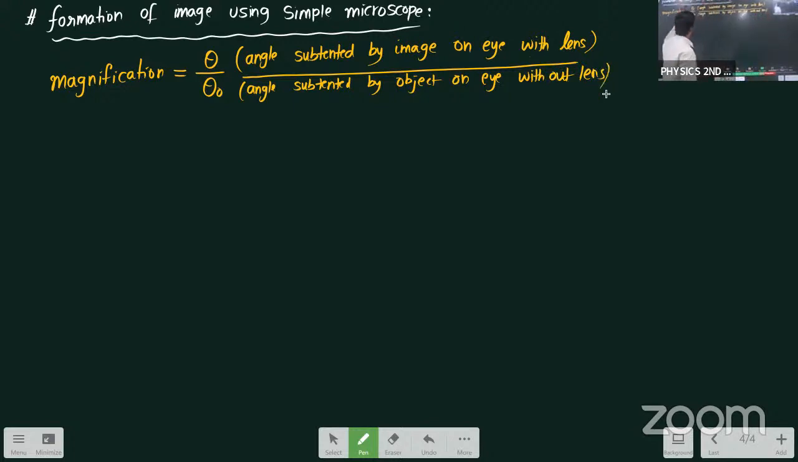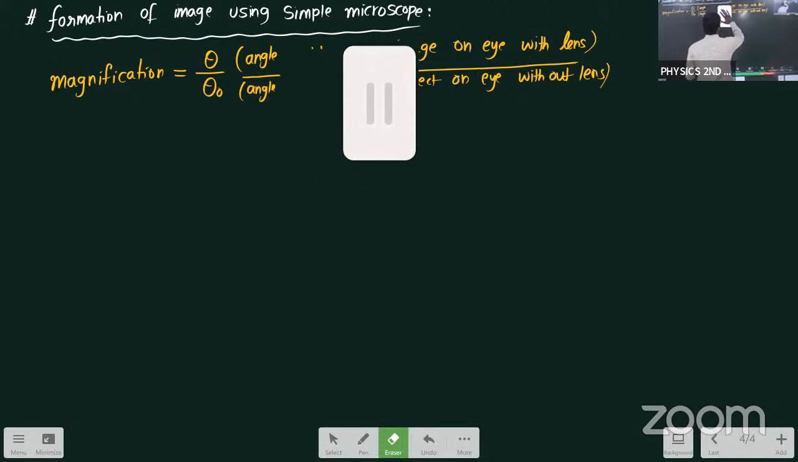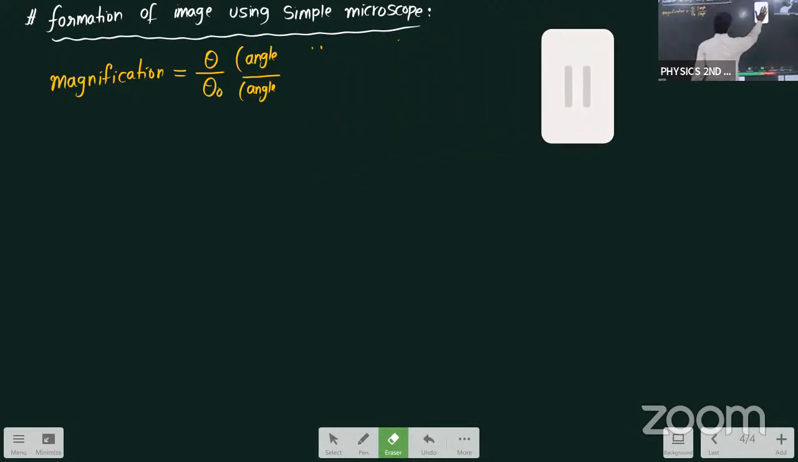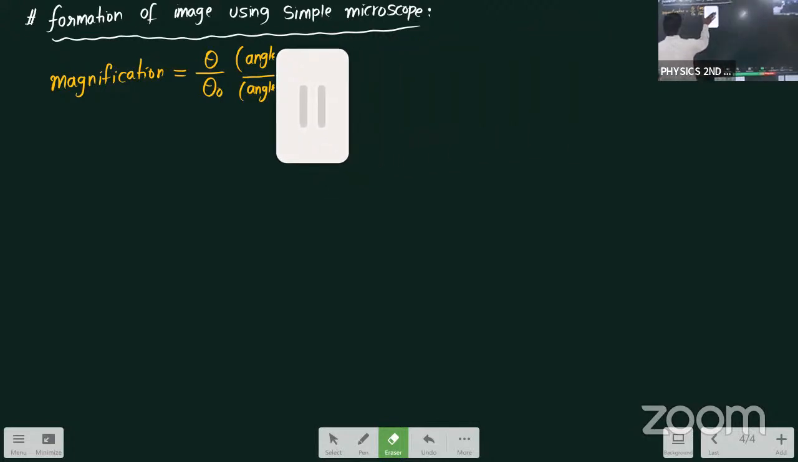Formation of image using simple microscope. What is the definition for magnification? It is defined as the angle subtended by the image on the eye when we are using the lens to the angle subtended by the object on the eye when we are not using the lens. I hope you will remember this formula. You are not supposed to write this in the answer. I am just giving the definition for magnification because we are going to use this formula.